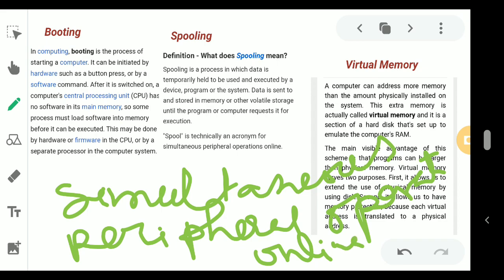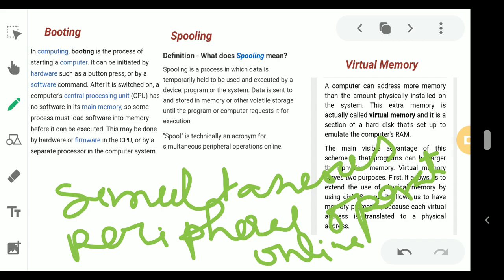Okay, spooling is a technique used to solve the problem of speed mismatch between the processor and the peripheral devices. What are those peripheral devices? Like printers, keyboard, etc. The CPU works at a much faster speed than the input output devices like keyboard and printer.